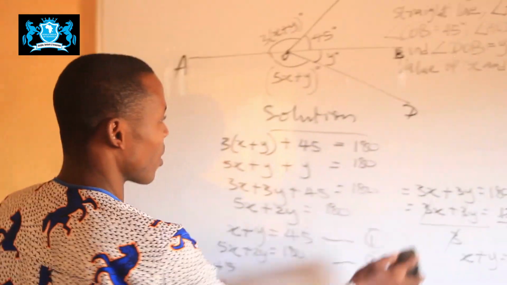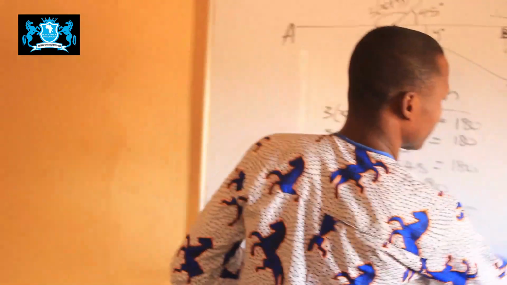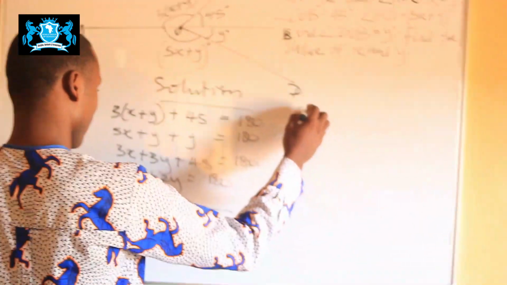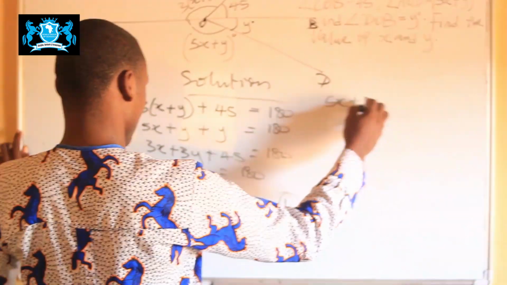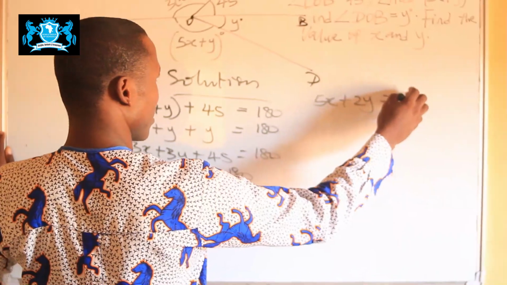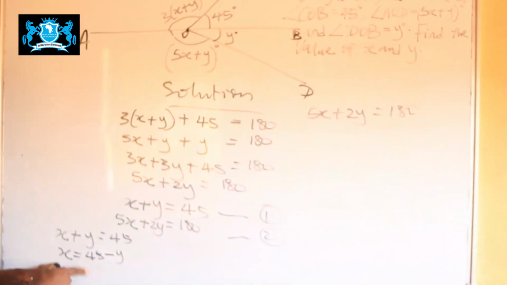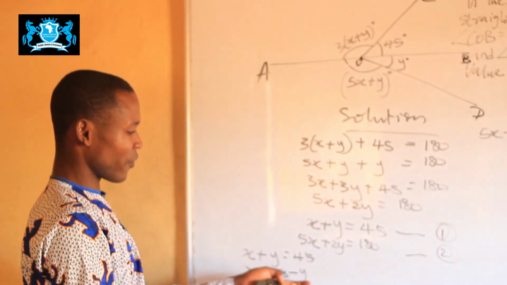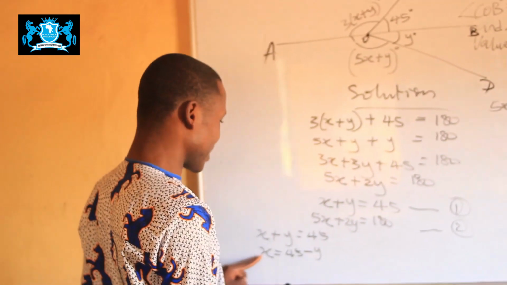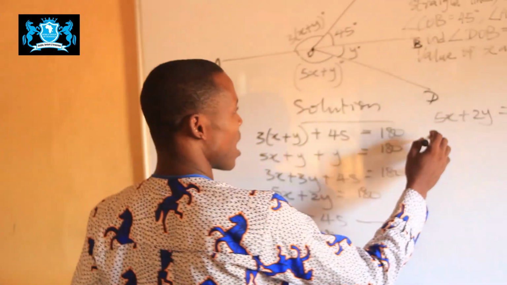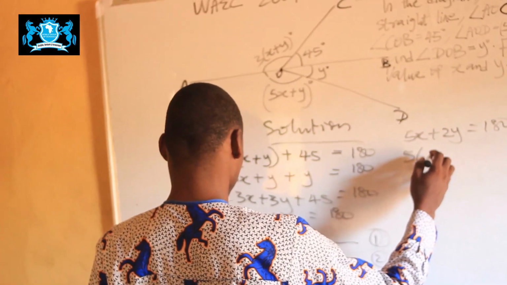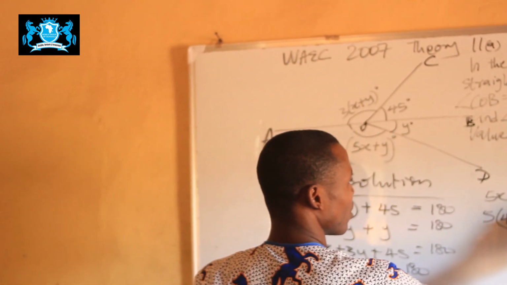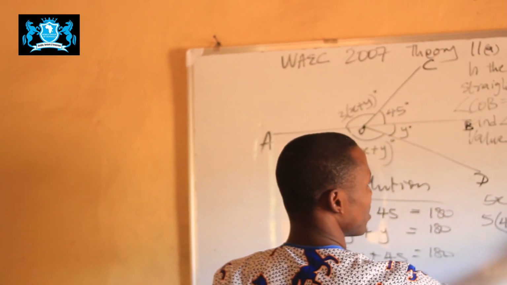So we can now come and say, equation 2, we have 5x plus 2y equals to 180. But we have changed in equation 1 to get x equals to 45 minus y. So anywhere we see x, we call it 45 minus y. So we have 5 times 45 minus y plus 2y equals to 180 degrees.